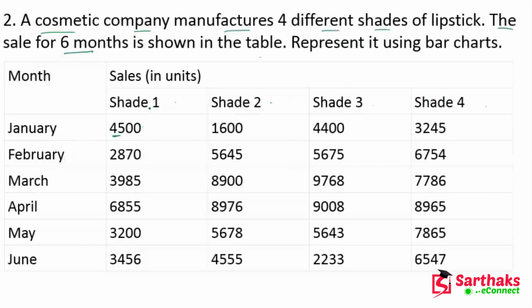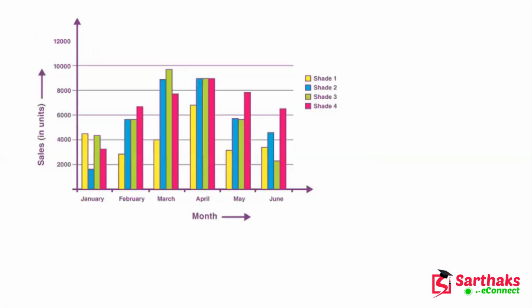Okay, these are the sales of shade 1 in 6 months. This is the sales of shade 2 in 6 months. And this is the sales of shade 3, and this is the sales of shade 4. Okay, understand, my dear friends? I hope you understand these things. Yes. So now let's represent it. So here you can see that this is the bar graph. Okay, so here this is the scale like this.